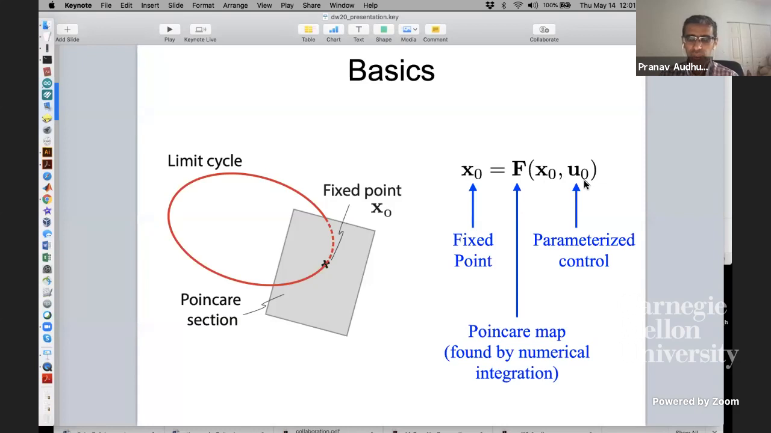X0 is the initial state, U0 is the parameterized control. And if you get these conditions right, you end up back at the initial state, x0. F is called the Poincare map. And only for simple systems do you have an analytical solution. Most of the time, you do not have one. You need to integrate the equations of motion to get that.